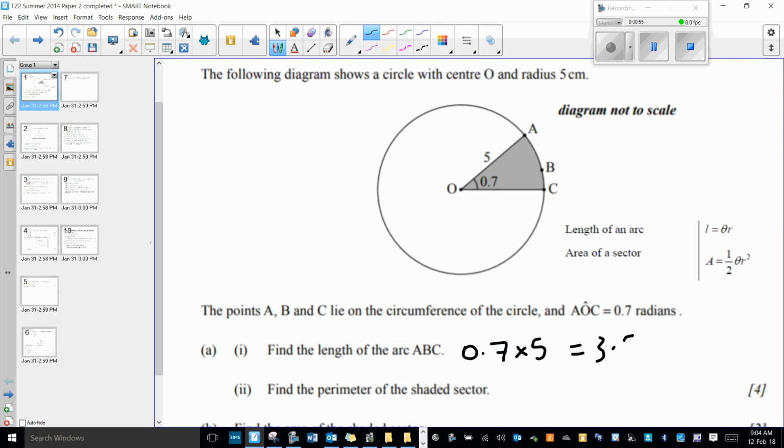Find the perimeter of the shaded sector, so we need to find the arc length plus these two lengths here, so that's 3.5 plus 10, which is 13.5 centimeters.